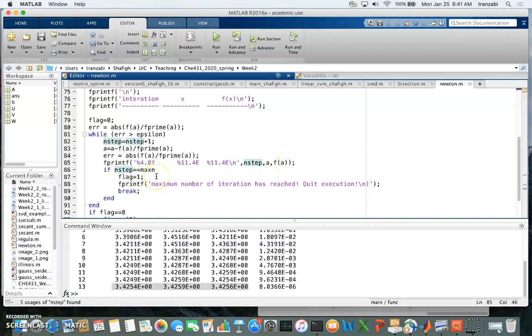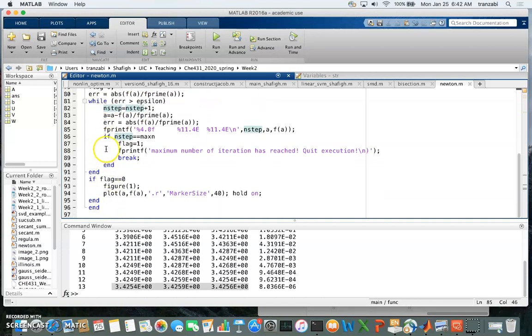In case if we hit the maximum number of iterations, we're going to print this error statement that we reach the maximum iterations and quit the execution. Okay, we have to break here. So break means stop the while loop. By the way, this is while loop, so you iterate as long as the condition is not satisfied. As soon as you satisfy the condition, the while loop stops.